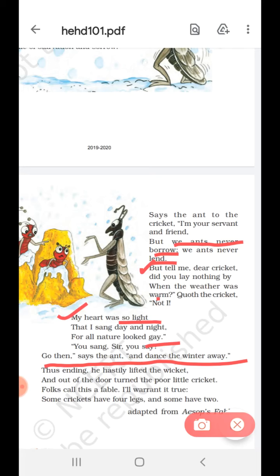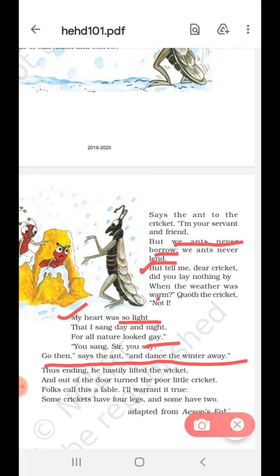So here the poet refers to the mockery made by the ant. The ant mocked the cricket because the ant was working very hard during the summer months to relax and have food during the winters. But the cricket had sung songs all day during summer and now came to the ant for help. Okay, that means the cricket has gone to the ant for help. So this also refers to the poet mocking lazy people.